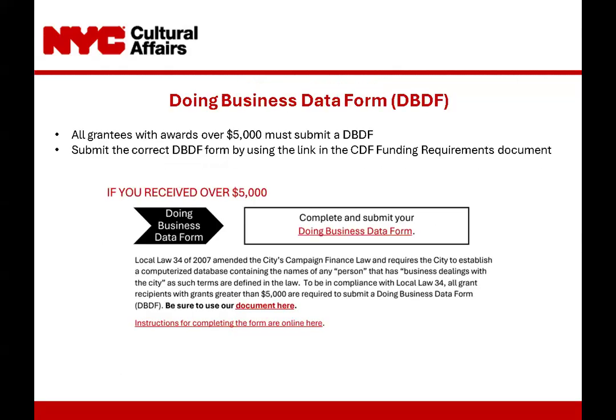All grantees with awards of over $5,000 must submit a Doing Business Data form. You can find this form linked in the CDF funding requirements document. The only Doing Business Data form we are able to accept is the one that is linked there. Please don't submit a copy of the form that you submitted to another agency or that you found online. If you submit a version that is not DCLA's for your CDF grant, you will be required to resubmit the correct form and your payment process will be slowed.